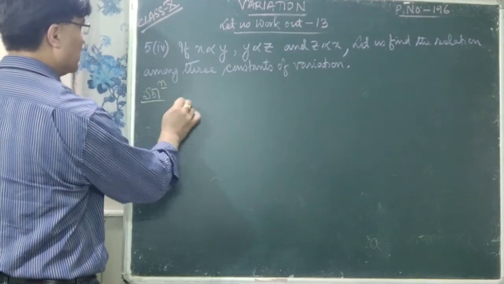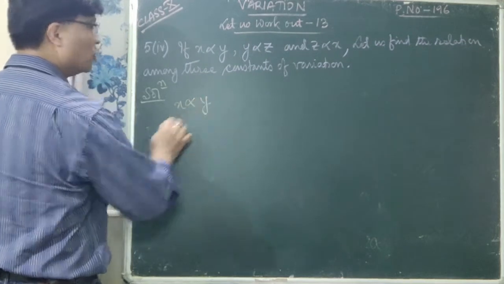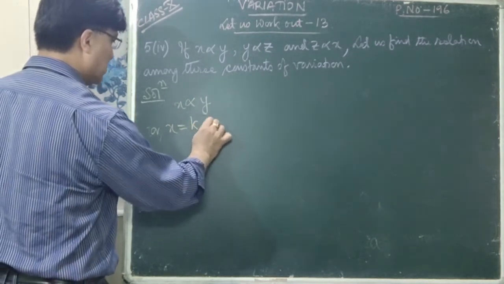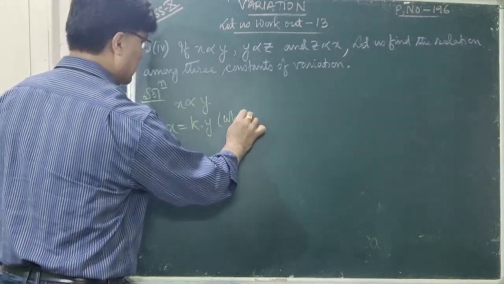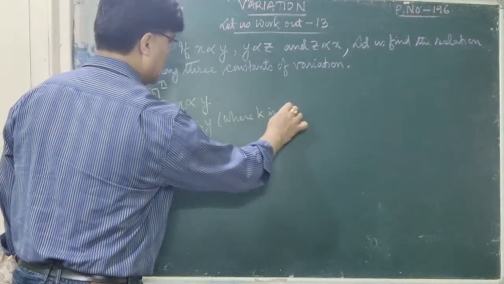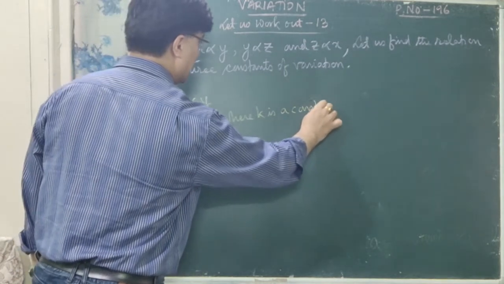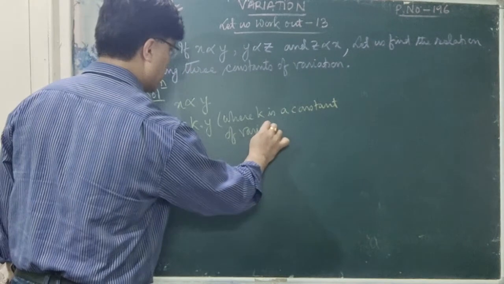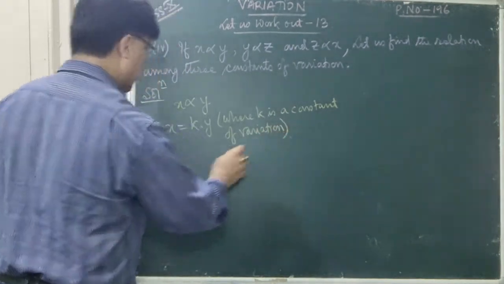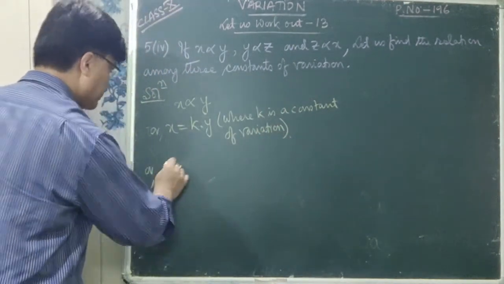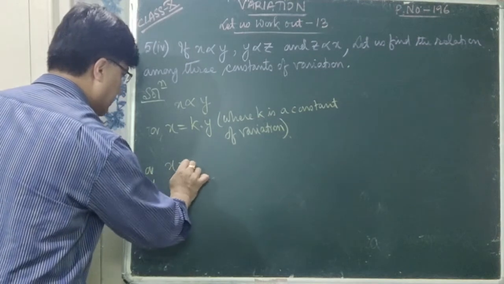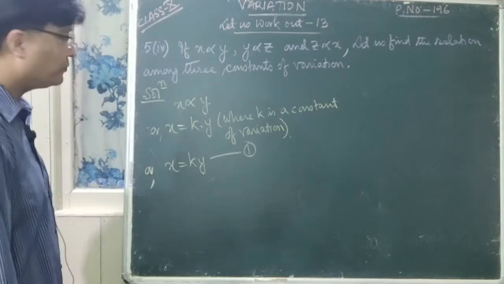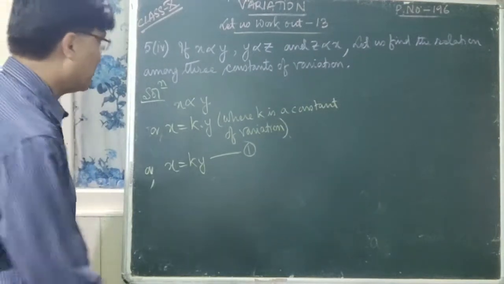So what is the first one here? X proportional to y, or x is equal to k into y, where k is a constant of variation. Is that clear? And that is, you can write x is equal to ky. Suppose this is number 1. X is equal to ky, right?